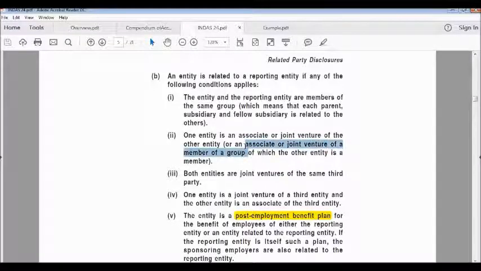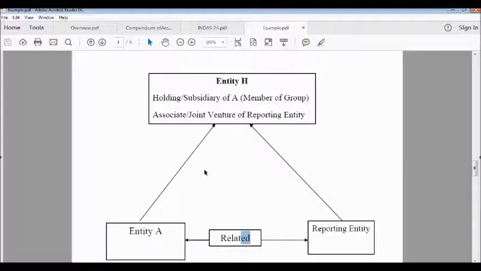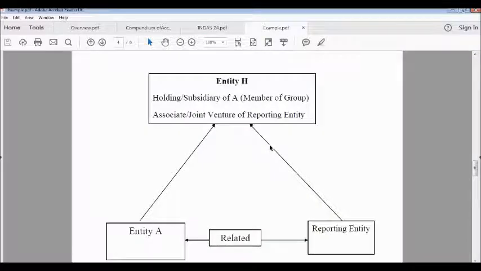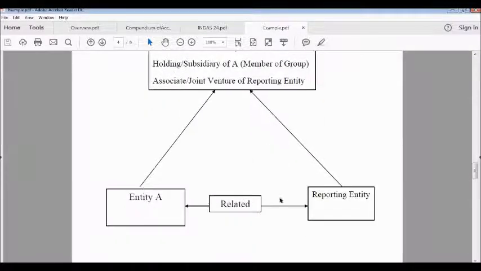So it says: associate or joint venture of a member of a group of which the other entity is a member, that is, the other entity is a member of the group of which the reporting entity is a joint venture or associate. Instead of remembering this paragraph, you can just remember this example because that will be quite easier for you to understand the relationship between those two entities.